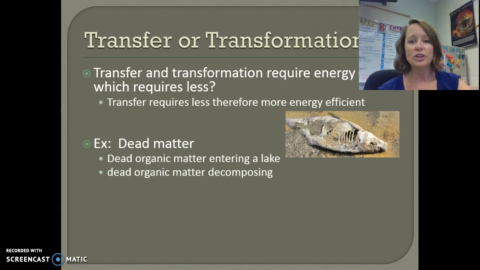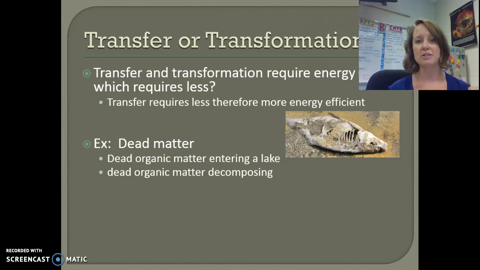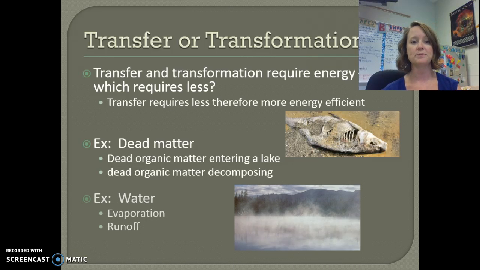Now, looking at the following, which are transfers and transformations. So when I have dead matter, if I have dead organic matter entering a lake, that would be a transfer. If I have that dead organic matter decomposing, where I have a chemical reaction, that would be a transformation.